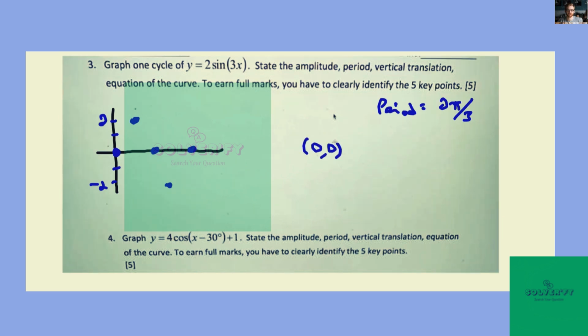So at 0, 0, and then there'll be a maximum at, if this full period is going to be 2 pi over 3, this is then 2 pi over 6 midway through, or pi over 3. And then the halfway points between those would be pi over 6. So that would be 1 pi over 6, 2 pi over 6, 3 pi over 6 or pi over 2, 4 pi over 6 or 2 pi over 3.